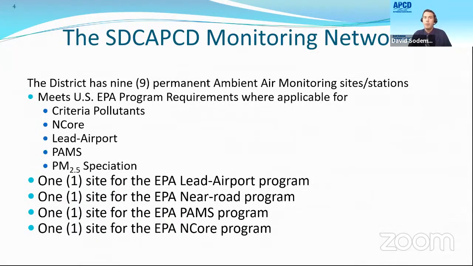The district operates 9 permanent ambient monitoring stations. These stations must meet EPA program requirements for which the station is sited. These programs are the criteria pollutants, the National Core Program, the Airport Lead Program, the Ozone Precursor Monitoring Program called PAMS, and the Near Road Program, as well as the PM 2.5 Speciation Program.